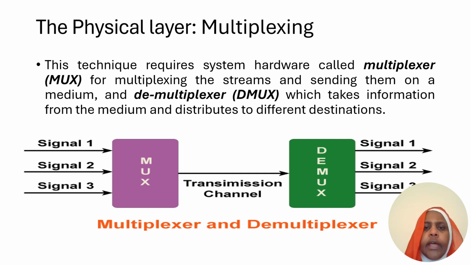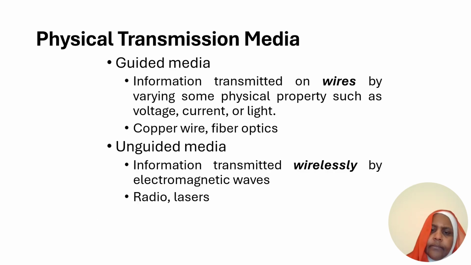For multiplexing to happen, there should be a multiplexer, which is hardware, a physical layer device that takes multiple signals and multiplexes them into a single transmission channel. And at the destination, there is a demultiplexer that takes the incoming signals and demultiplexes them into several signals as they were from the beginning.